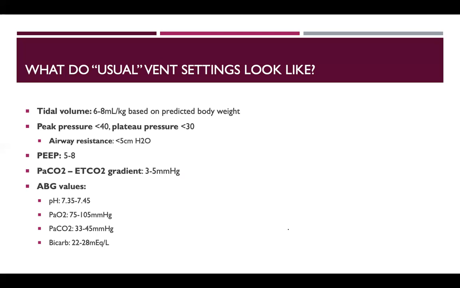Okay, so I can just go through them here. Tidal volume being 6 to 8 milliliters per kilogram based on predicted body weight. Remember, if the patient gets fatter, the lungs won't get bigger. So that is based on predicted weight, which is just a table you can find. Peak is usually less than 40, plateau less than 30, airway resistance about 5. PEEP is usually 5 to 8, again, just to compensate for how uncomfortable it is to breathe through a tube. The gradient we just talked about, 3 to 5, and then I have the ABG values that you would normally see. I got these off Centerized.